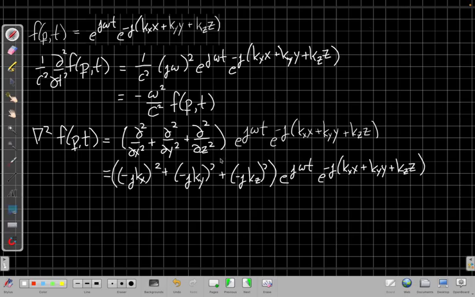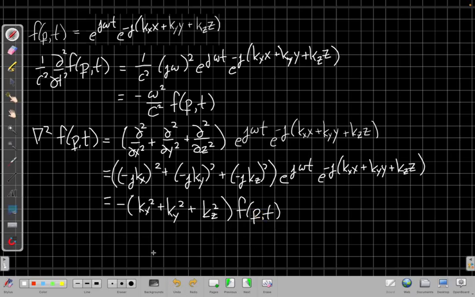Right, and so now, again, everything on the right over here, all this material here, is still just f, and this becomes a minus kx squared, a minus ky squared, and a minus kz squared. So I can just factor all that out. I've shown that I pulled the minus sign out front. I get minus (kx squared plus ky squared plus kz squared) times the original f of p, t.